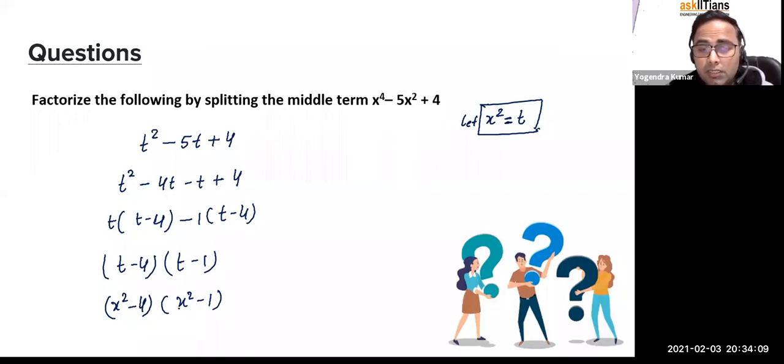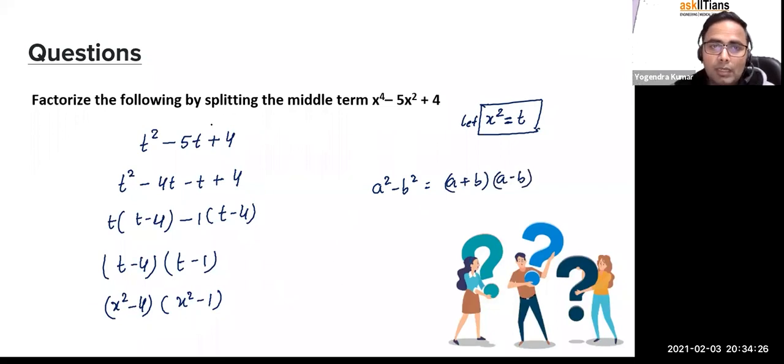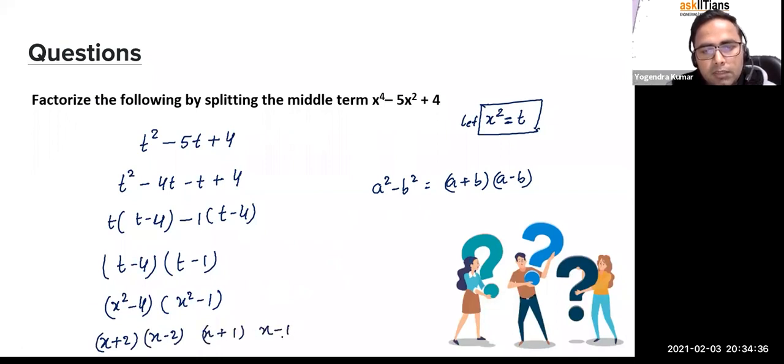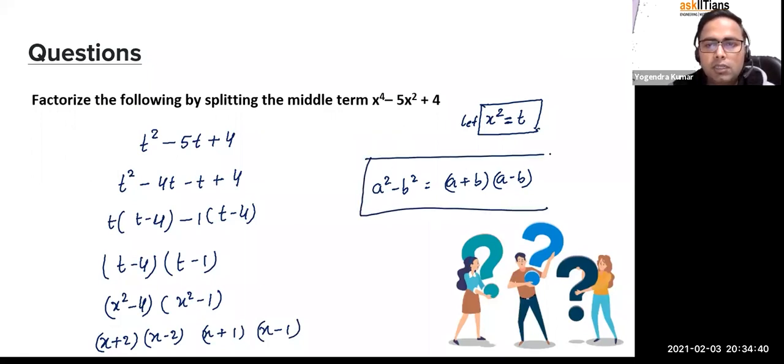We should not leave our answer like this, because it is further factorizable. This thing is not factorizable, but this is factorizable. So this identity is very important: a square minus b square can be written as a plus b, a minus b. If you leave the answer till here, you might lose some marks. So remember this, we can factorize it further. So x plus 2, x minus 2, x plus 1, and x minus 1, right? I hope you know how we do this factorization. Very simple, using this identity we can get this answer.